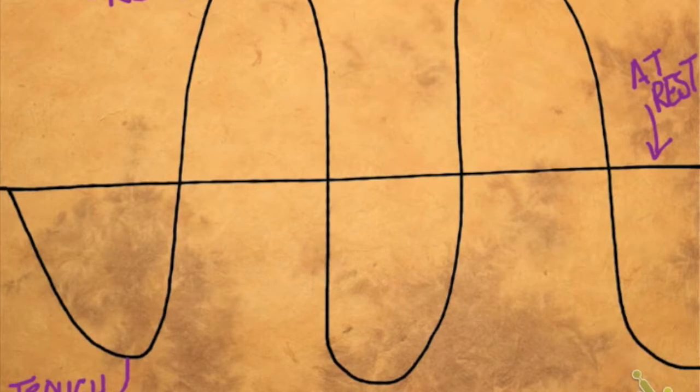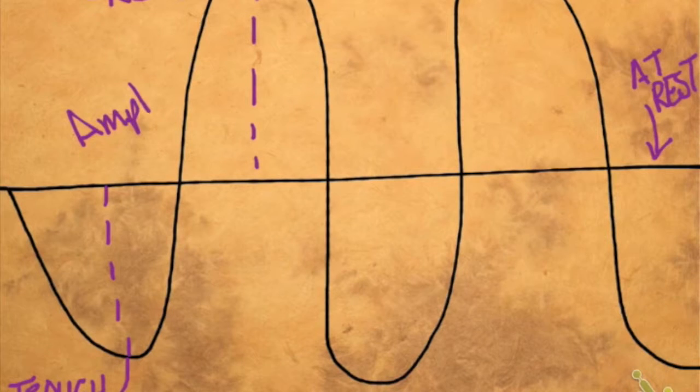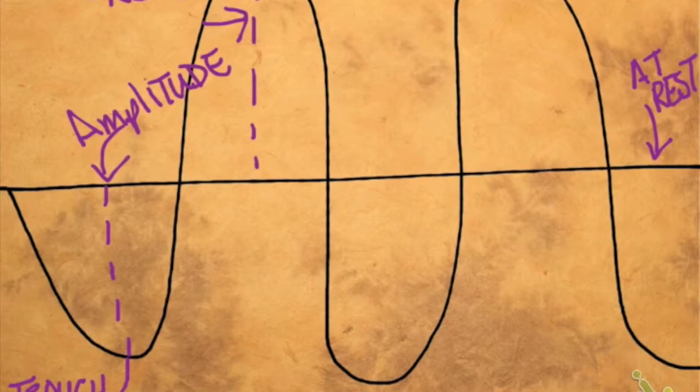Then we have amplitude. The amplitude is the distance from the rest position to a crest or to a trough. So basically this or this can both be amplitude. So the distance between the rest position and a crest or a trough is the amplitude.